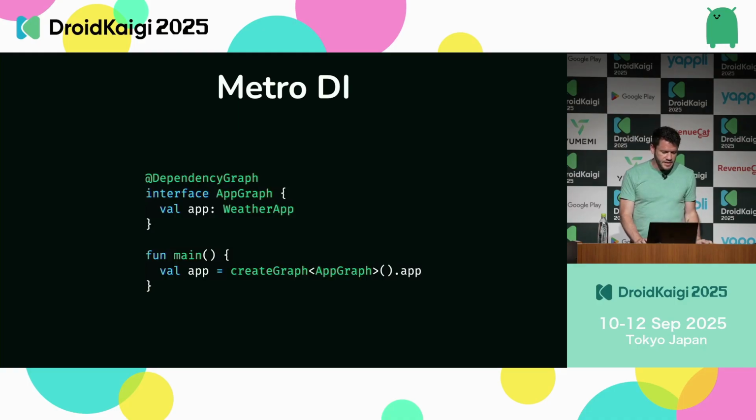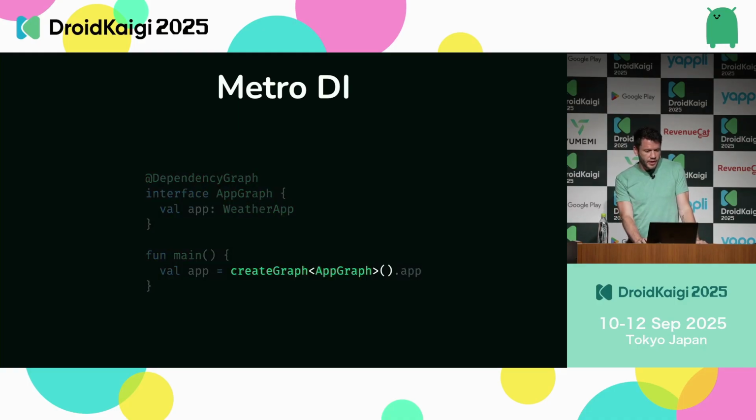Creating a graph is easy using a magic typed createGraph function. This is a compiler intrinsic, meaning the source is just a stubbed body, and the compiler replaces the call at compile time, similar to the standard library's typeOf function.